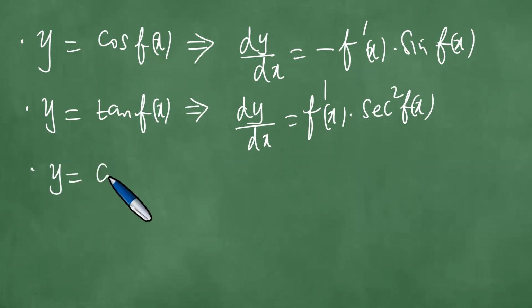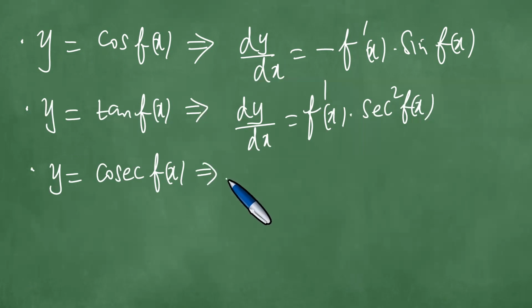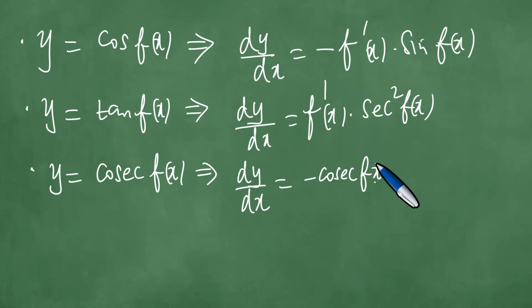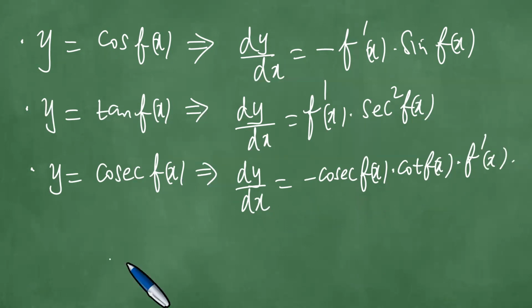y equals the cosecant of f of x. What is the derivative of the cosecant function? So dy dx is going to be the same as minus cosecant of f of x times the cot of f of x times f primed of x.